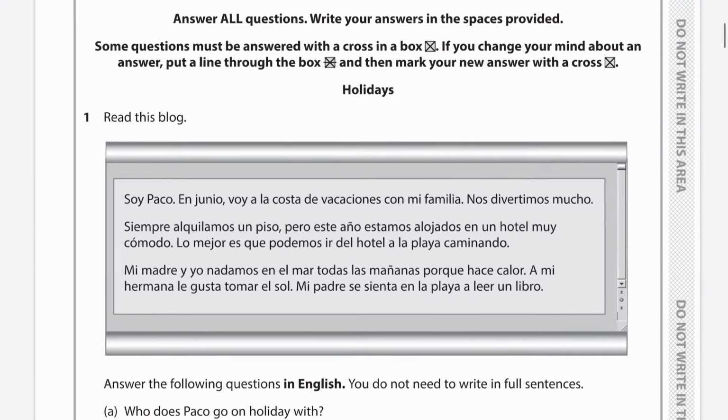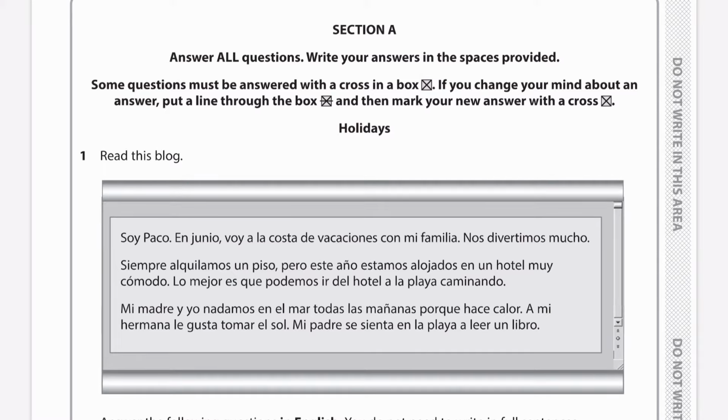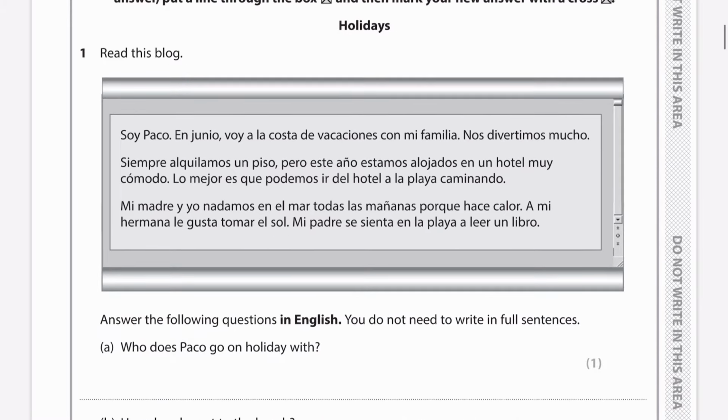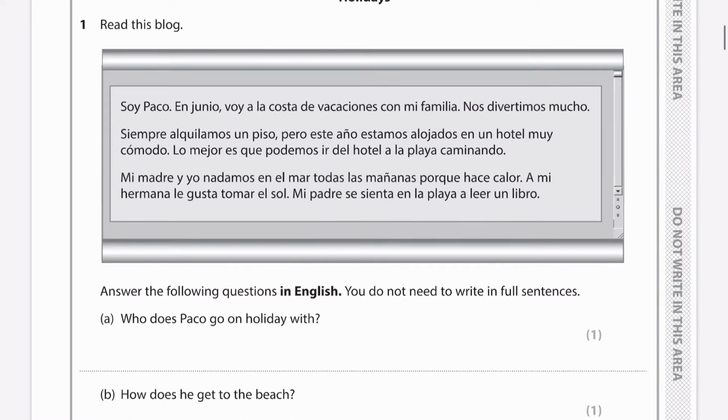Okay, question 1. Read this blog. Section A, we're answering in English, as it says. Yeah, we're answering in English or with multiple choice. So, read this blog. Soy Paco. En junio voy a la costa de vacaciones con mi familia. Nos divertimos mucho. Let's look at the question. So we've read the first paragraph. Let's look at the first question.